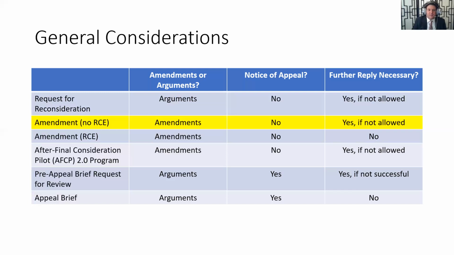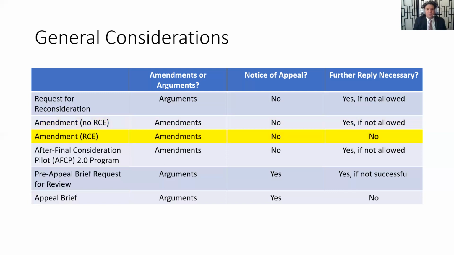Maybe the case gets allowed because of your amendments, and you're fine. If you get an advisory action, the clock has not stopped, and you need to file a subsequent response. This subsequent response might just be procedural, might be just filing an RCE. It could be filing an additional amendment with an RCE. But my point is just that if you don't get an allowance, you're going to need to file another response.